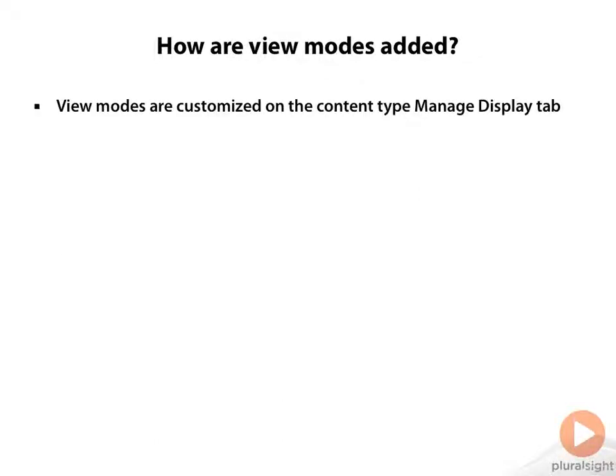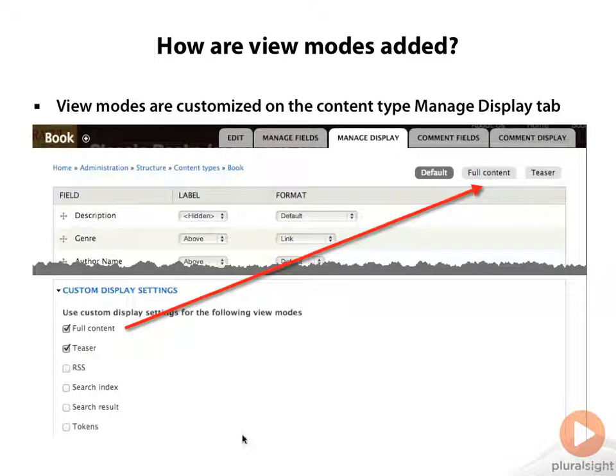You add a new view mode from the Manage Display tab. If you are on that tab, you would see a region at the bottom to add custom display settings, and you can add any one of these view modes that we've mentioned. Once you do so, then another toggle will appear in the upper right-hand corner where you can click through and see a field list just as we've seen, for example, for the default view mode.